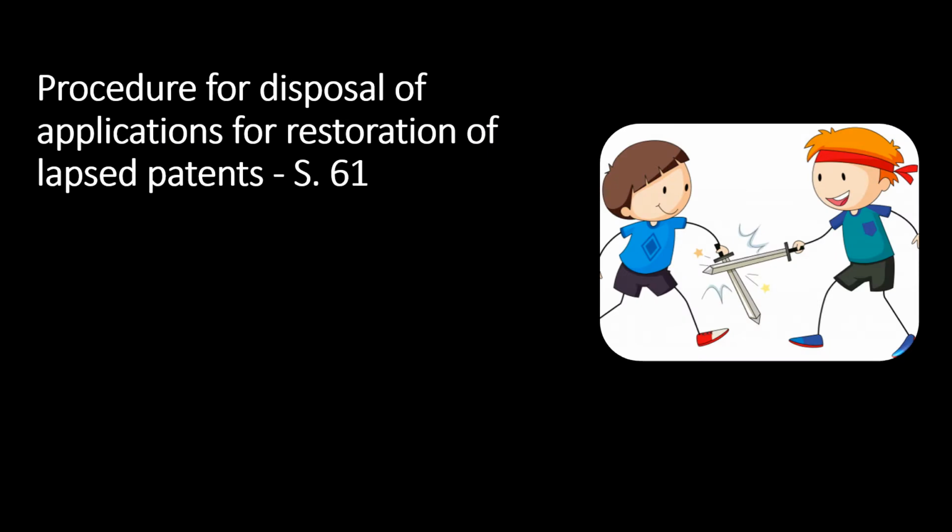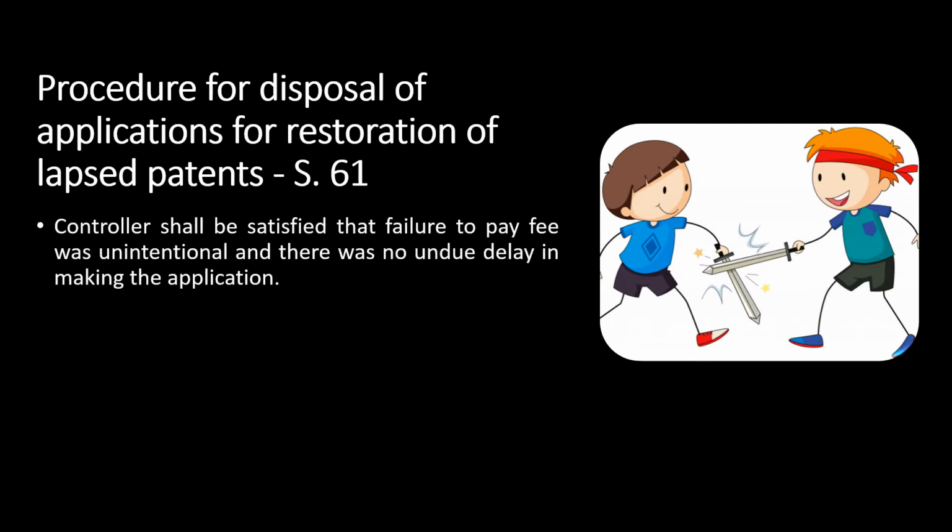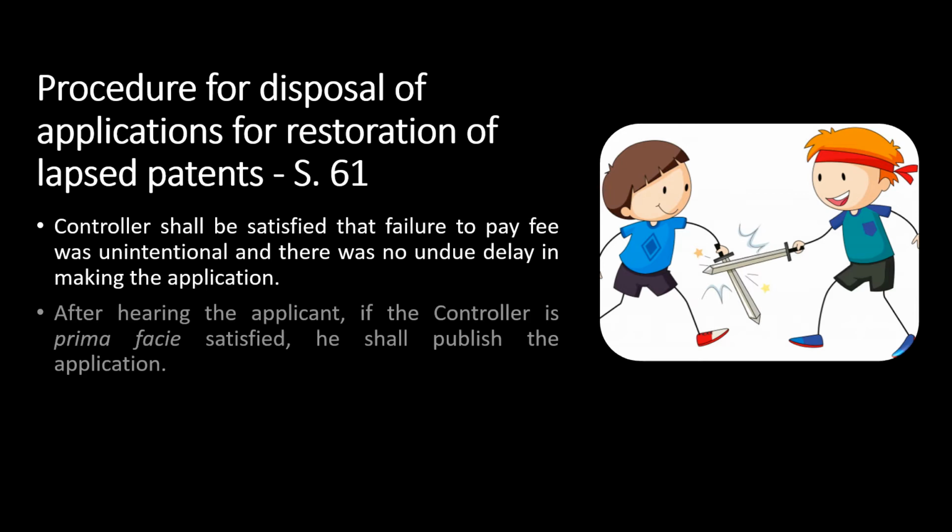Section 61, Procedure for disposal of applications for restoration of lapsed patent, says that once the applicant makes request for restoration of his patent, along with the circumstances because of which he could not pay the fees, the controller shall be satisfied that failure to pay fees was unintentional and there was no undue delay in making the application for restoration. After hearing the applicant, if the controller is prima facie satisfied that the failure to pay renewal fee was unintentional and that there has been no undue delay in making of application, he shall publish the application.